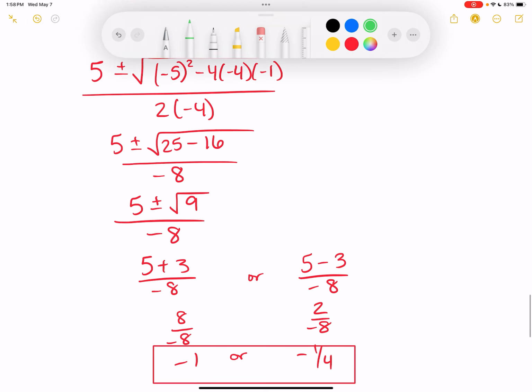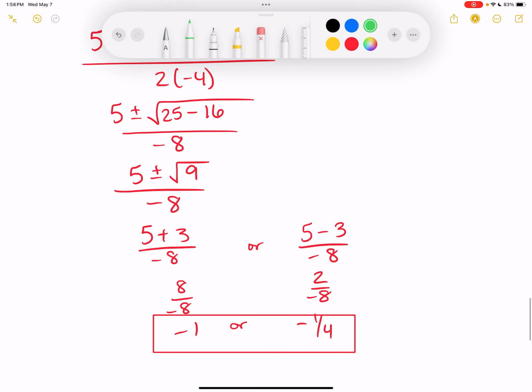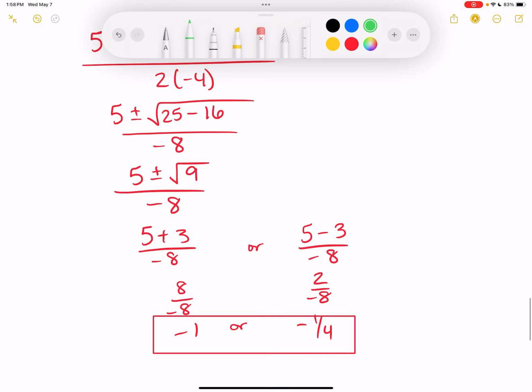Alright, do we get an answer? Negative 1 or negative 1/4. I forgot to combine like terms. Then you had way more than 3 terms. I had negative 1 or negative 1/4.